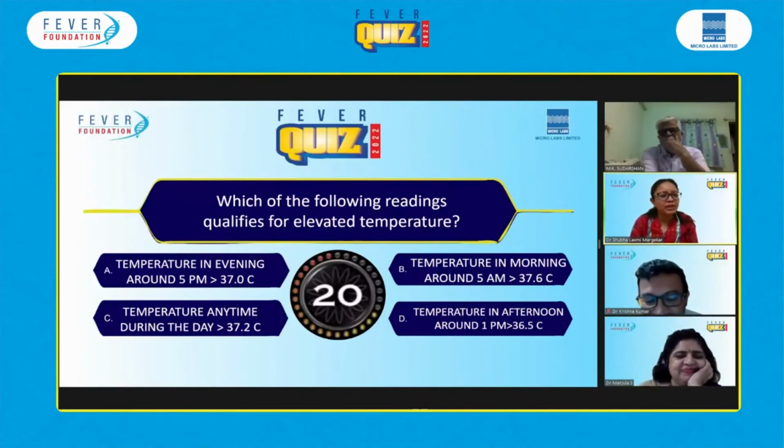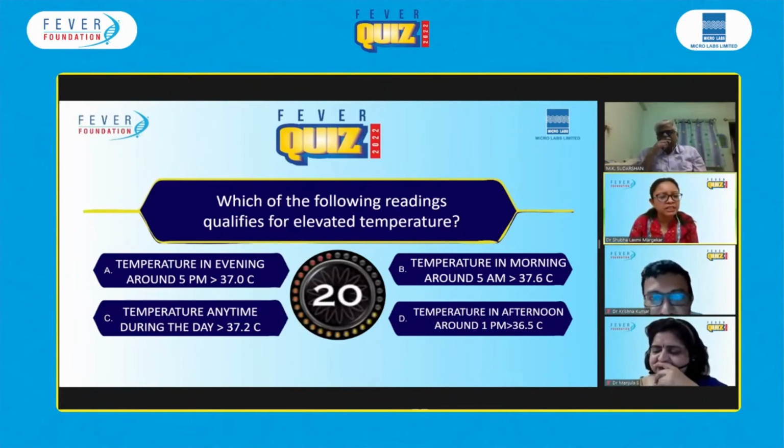Which of the following readings qualify for elevated temperature? Temperature in the evening around 5 p.m. that is more than 37.0 degrees centigrade. Temperature in the morning around 5 a.m., 37.6 degrees centigrade. Temperature anytime during the day more than 37.2 degrees centigrade. And temperature in the afternoon around 1 p.m. that is more than 36.5 degrees centigrade. Your time starts now.